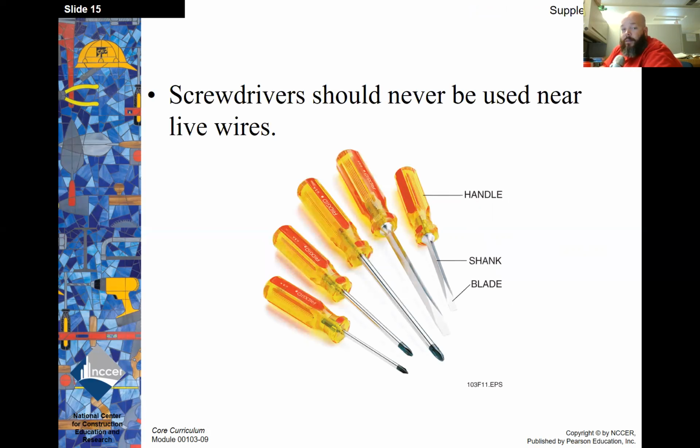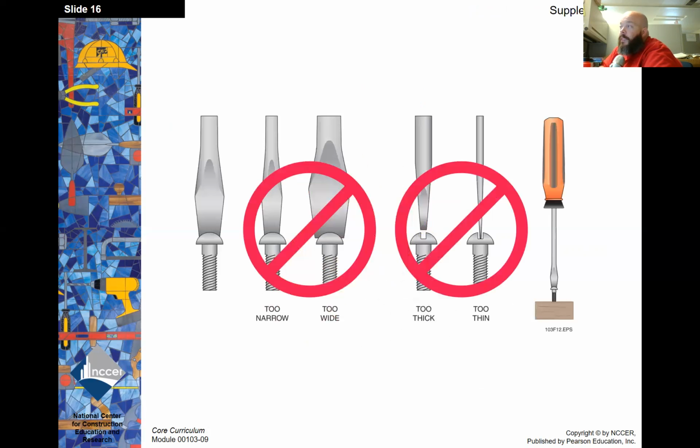Okay, screwdrivers should never be used near live wires. You have a great conductor there with that piece of metal in your hand. Okay, here's one that we don't talk about enough: sizing the screwdriver properly for the screw you're using.